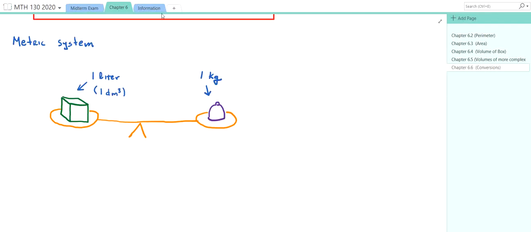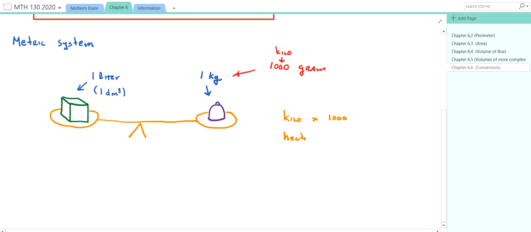Now notice I'm calling this a kilogram over here, and a kilogram is really the same thing as saying 1,000 grams. So kilo is 1,000. And in the metric system, we have a number of different prefixes that we can use to differentiate the size of a unit. So again, the kilo is times 1,000.